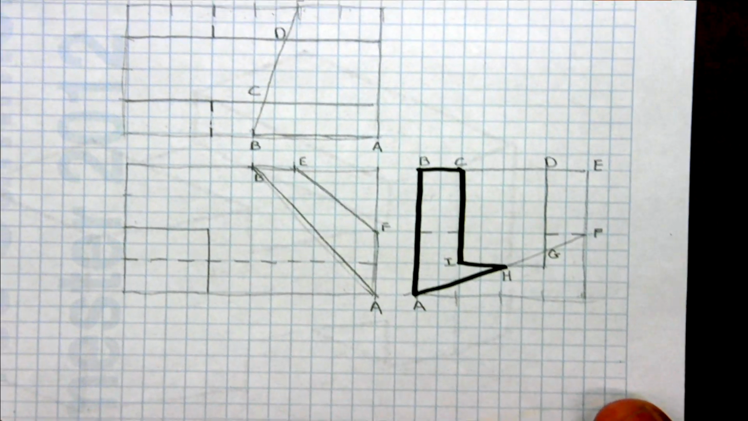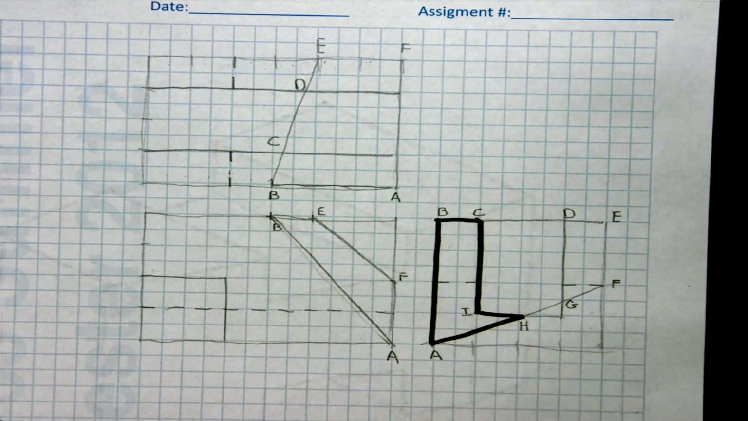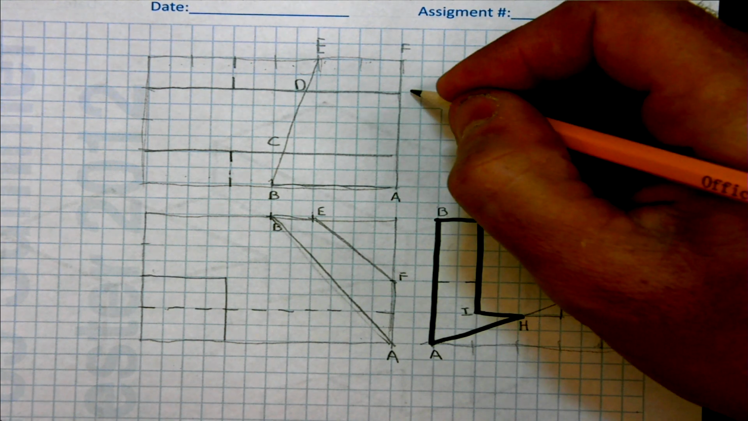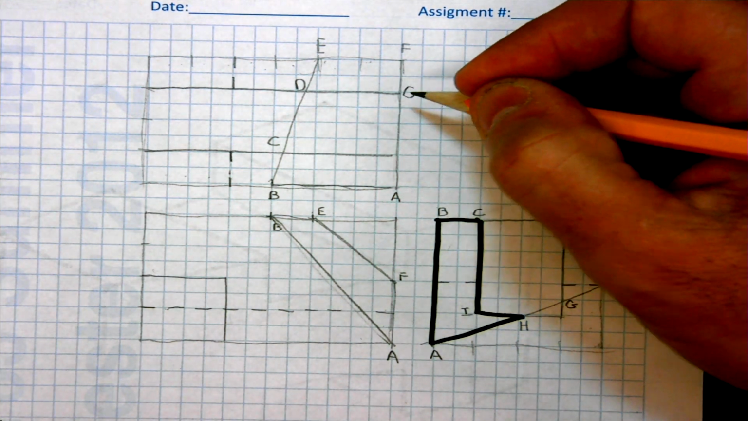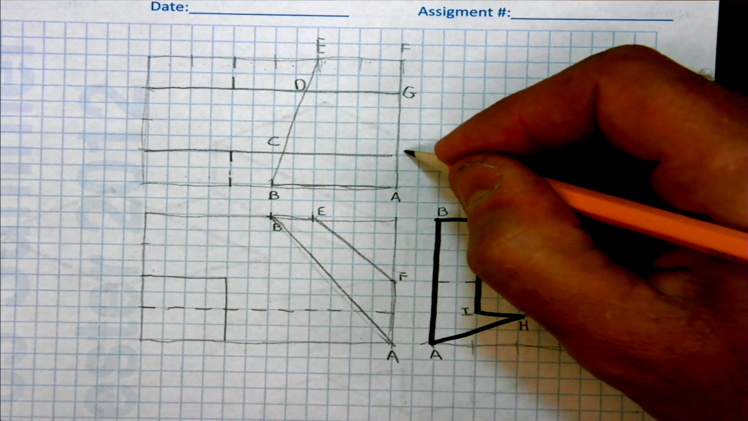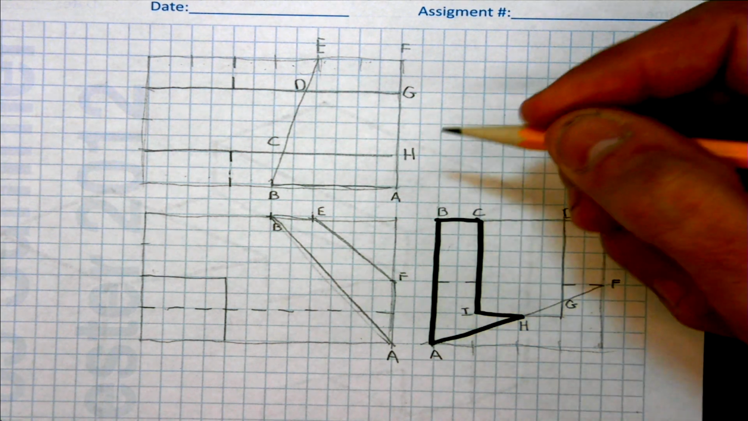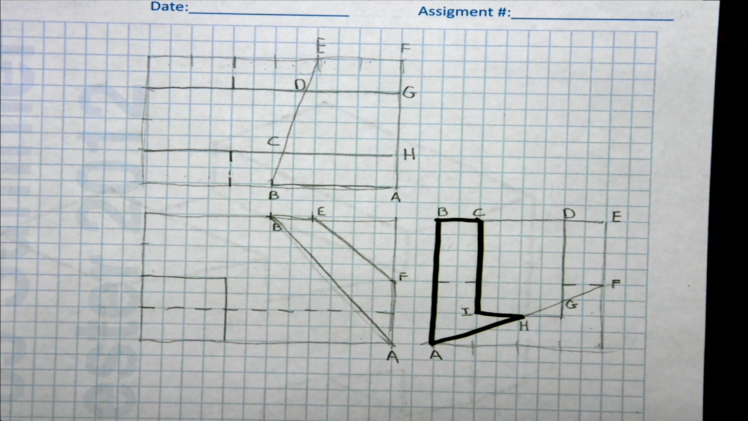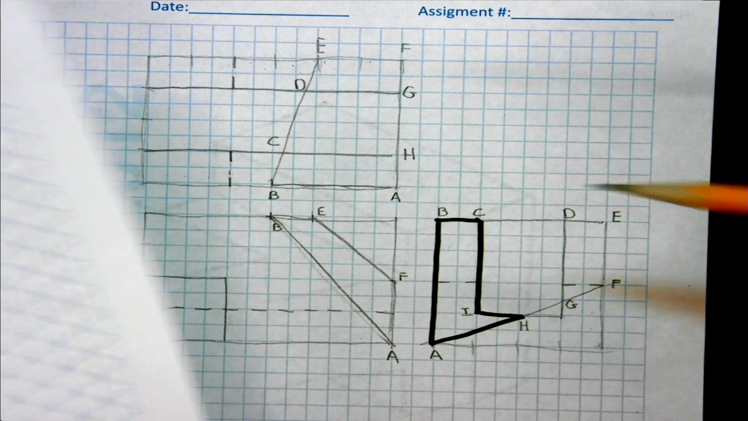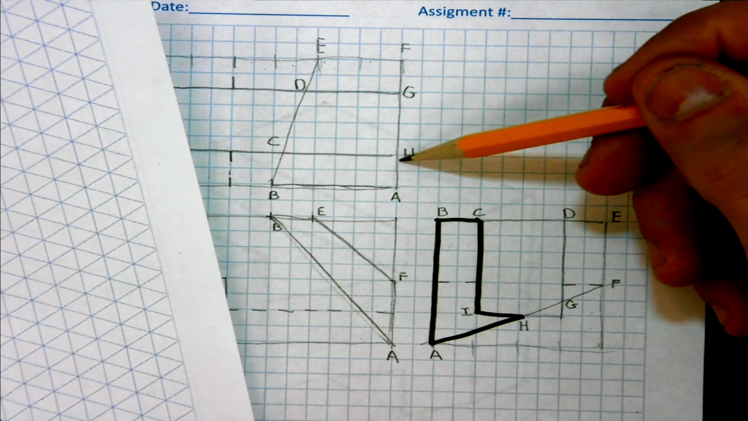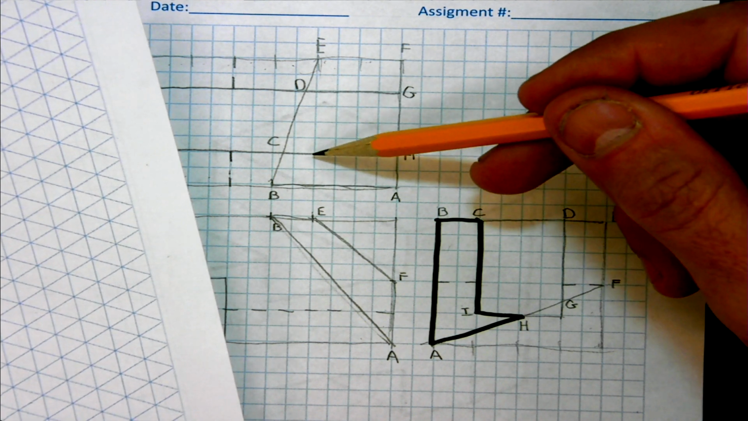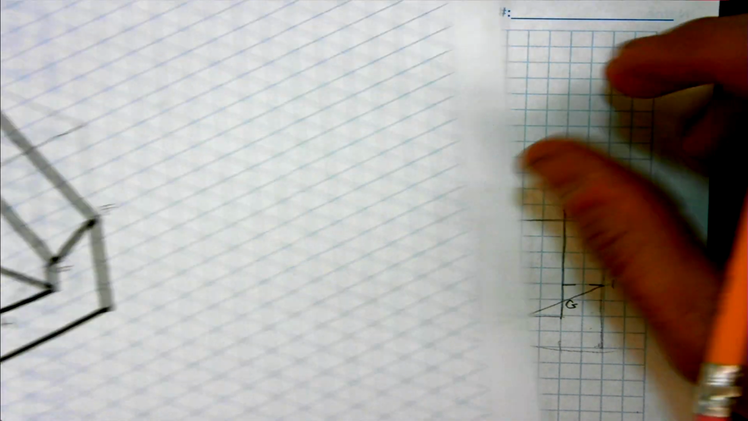Let me scoot this down a little bit. Okay, this is point G. Point H. Now, where is point I? Okay, where is I? Well, you know that I has to be along this line here somewhere. So we have to define where I is.